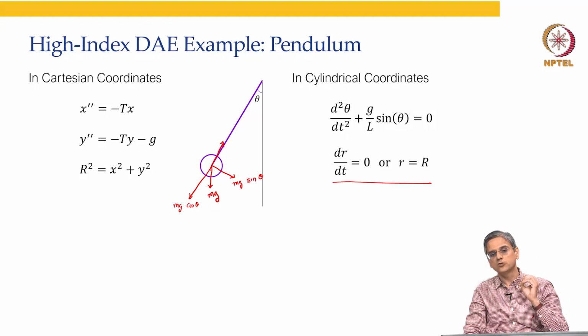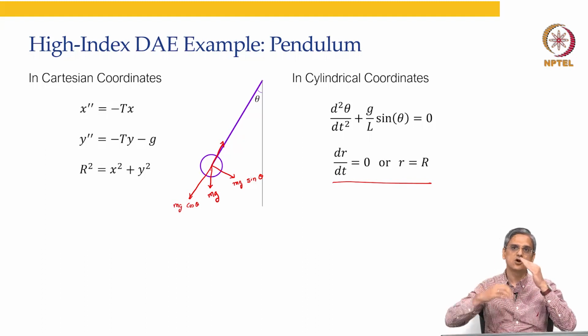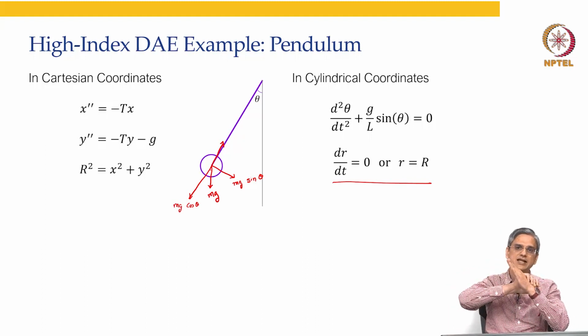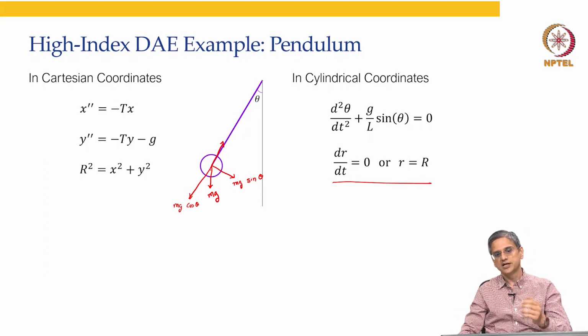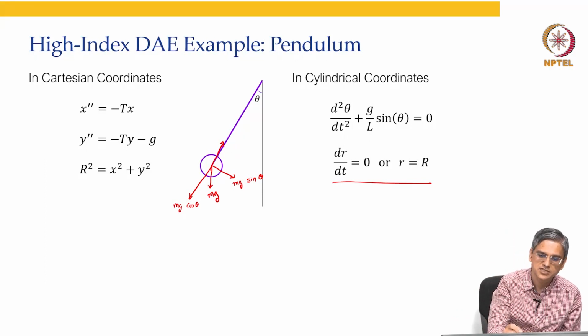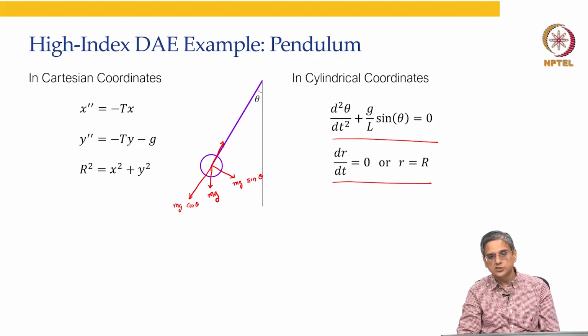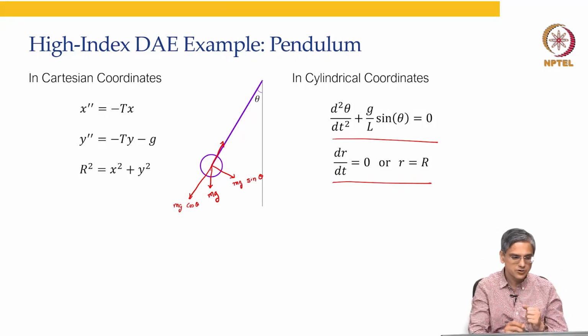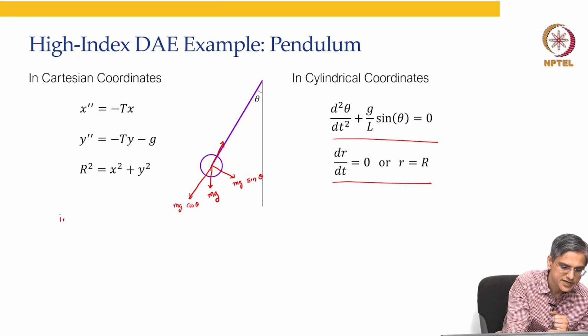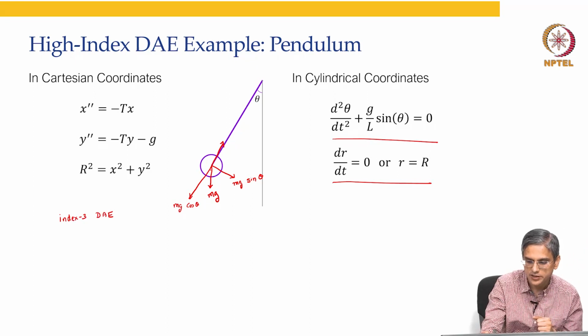Now, why is this ball not moving radially? The ball is not moving radially because the tension in the string exactly balances mg cos theta. And if you substitute that, and you take the consideration that the angular acceleration is only caused by the mg sin theta component, you will get this particular equation. This is something that you have done in high school. So, in Cartesian coordinates, what you get is an index-3 DAE, and in polar coordinates what you get is an ODE.